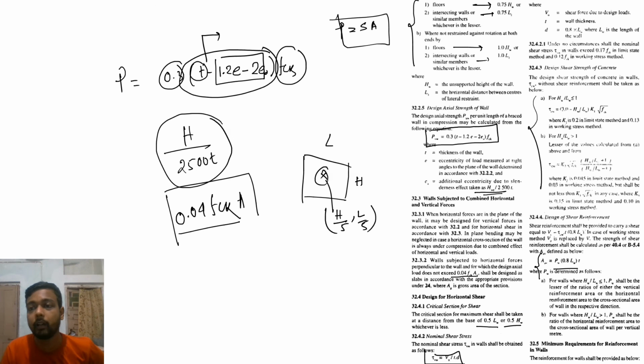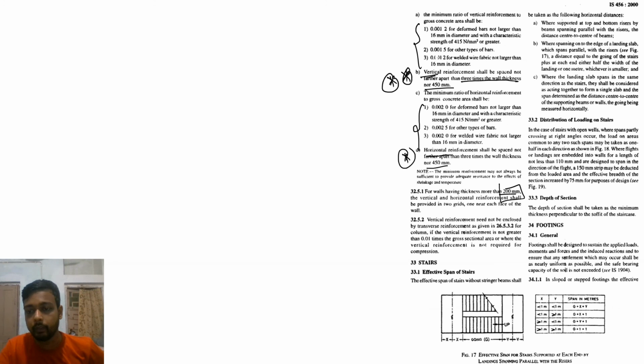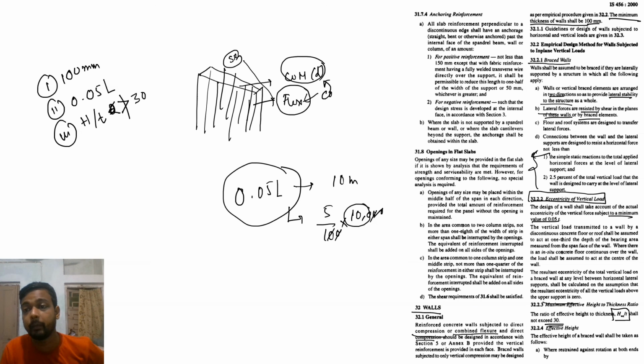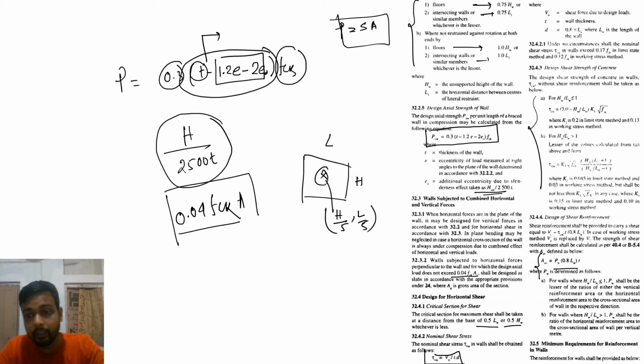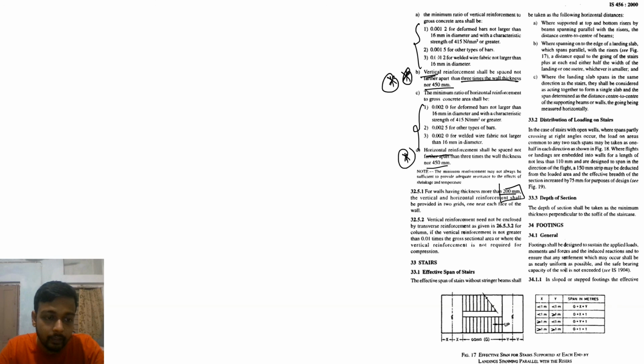For walls having thickness more than 200 mm, why is this special? Because here we talk about the minimum thickness, which should be 100 mm. That is why we do some special arrangement. If the thickness is more than 200 mm, the vertical and horizontal reinforcement shall be provided in two grids. Two grids means two layers, or on site they talk about two jali. Vertical reinforcement need not be enclosed by transverse reinforcement as in columns where the vertical reinforcement is not greater than 0.01 times the cross-section area, or where the vertical reinforcement is not required for compression.